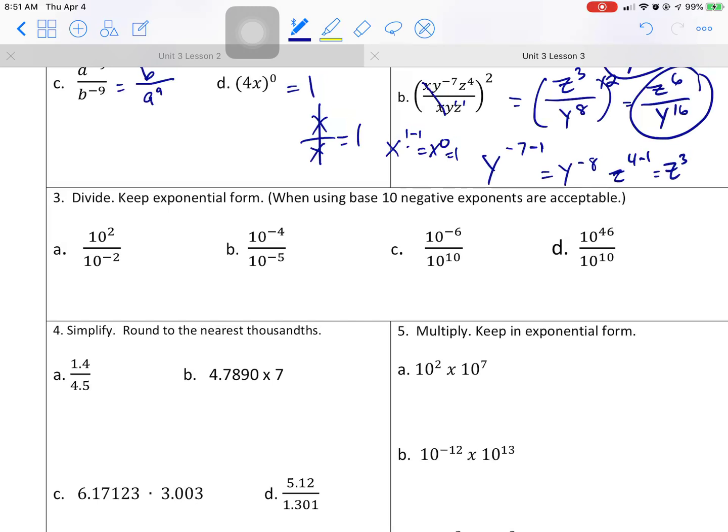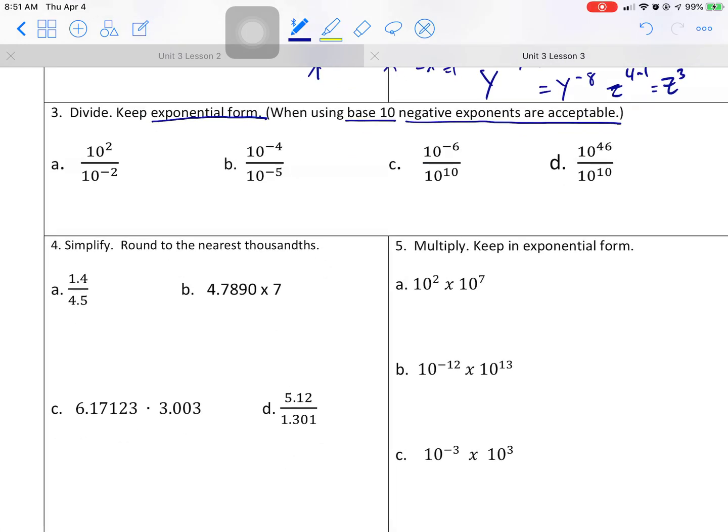Divide, keep an exponential form. When using base 10, negative exponents are acceptable. That's the one exception, all right, when the base is 10. So notice these are base 10, okay?